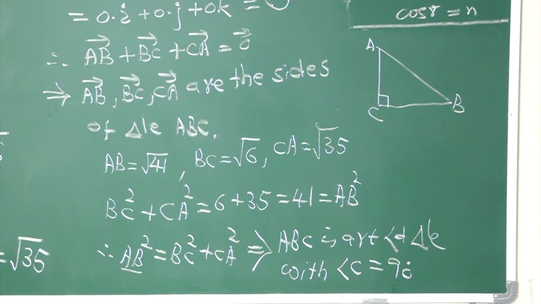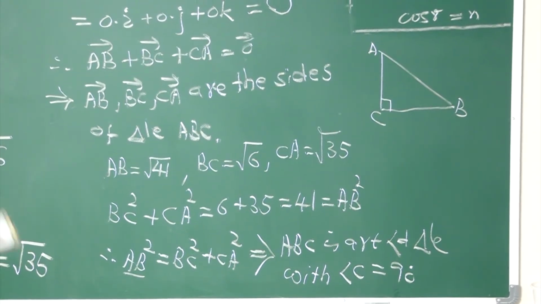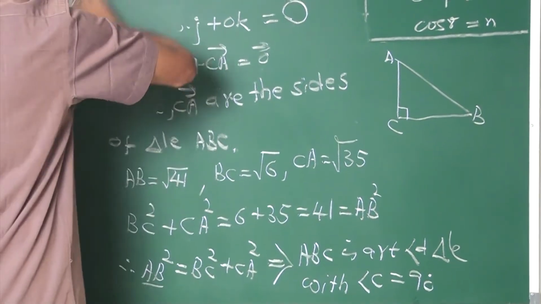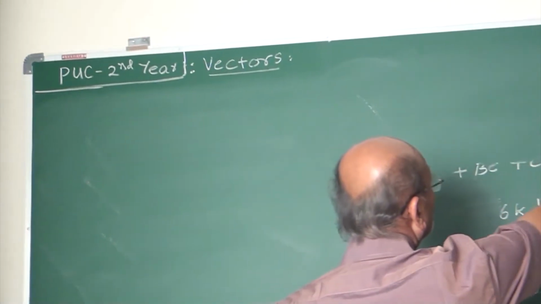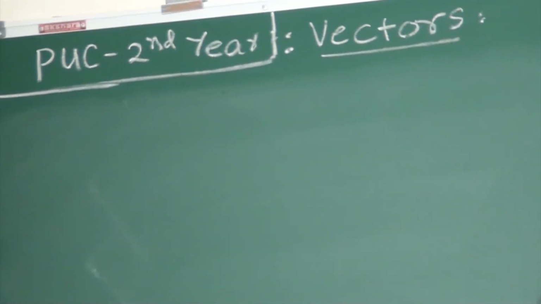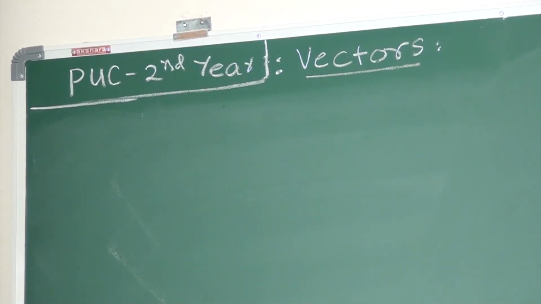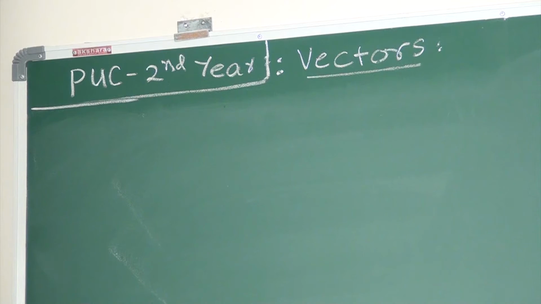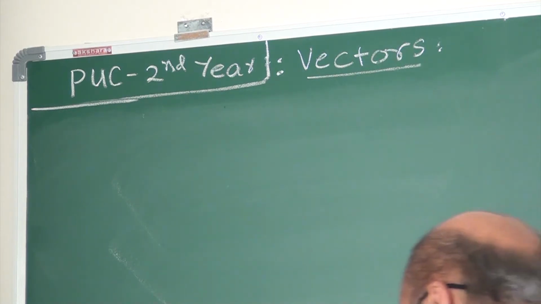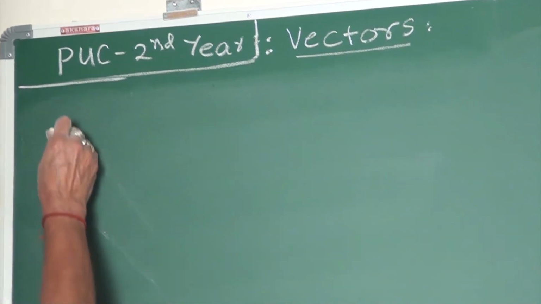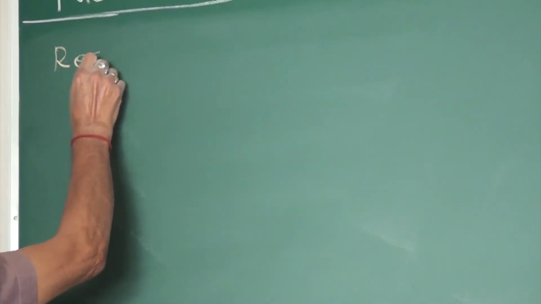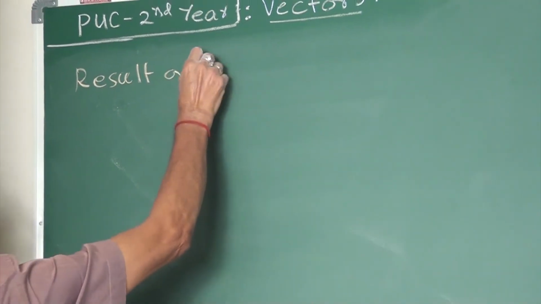Next, my friend, one small result or definition is there. Then 2 examples for verification, simple examples, just 2 mark questions. You can say it is a result or definition, anything.